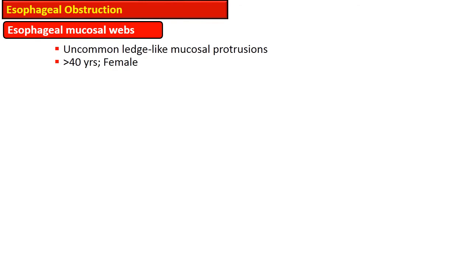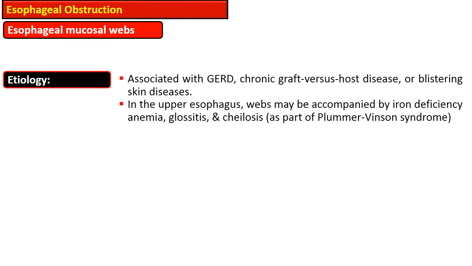Another cause of esophageal obstruction is esophageal mucosal webs. These are uncommon ledge-like protrusions of the mucosa within the lumen, and they are common in females above the age of 40. They are associated with gastroesophageal reflux disease, chronic graft versus host disease, and blistering skin disease. In the upper esophagus, the webs are accompanied by iron deficiency anemia, glossitis, and cheilosis as part of Plummer-Vinson or Patterson-Kelly syndrome.